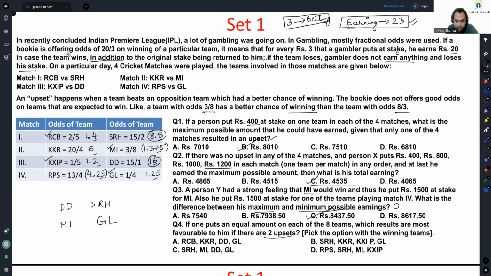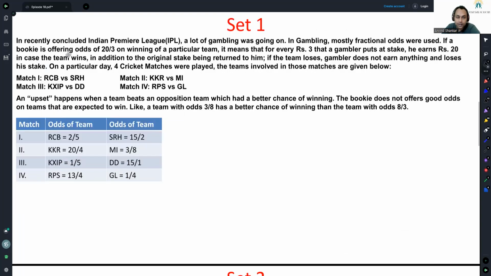Okay, RCB makes this option bad. KKR makes this option bad. SRH makes this option bad. SRH, yes. MI, yes. DD, yes. GL, yes. Option C should be the answer here. Okay. Next question now.